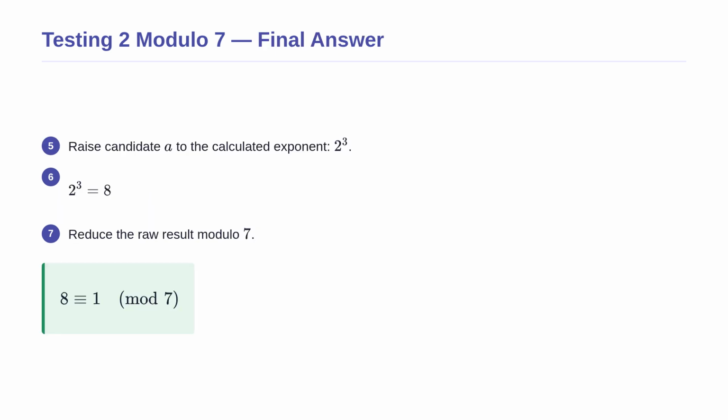Now we apply this exponent to our candidate number. We raise 2 to the power of 3, which yields a straightforward result of 8. This is the core calculation of our scanner. Finally, we divide our raw result of 8 by our prime modulus 7 to find the remainder. 8 goes into 7 exactly one time, leaving a remainder of exactly 1. Because the final answer is 1, the mathematical test has flashed its approval. 2 is indeed a quadratic residue modulo 7.